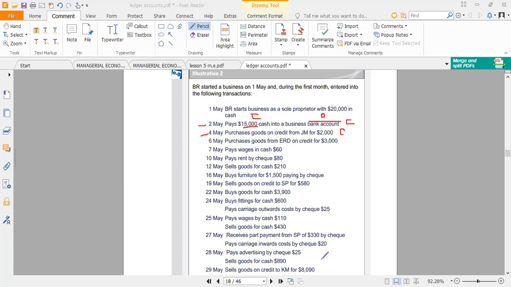And so there is also a special term that is called drawings. We're running a business and we decide to withdraw cash for personal use, we call those drawings. Drawings are withdrawals in goods or money for personal use. Drawings reduce capital.